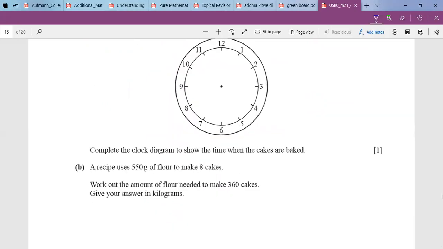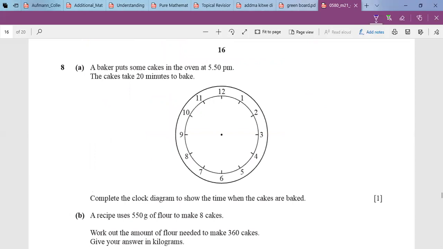The baker put some cakes in the oven at 5:50 p.m. The cakes take 20 minutes to bake. All right. Complete the clock diagram to show the time when the cakes are baked. So we have got 20 minutes here.